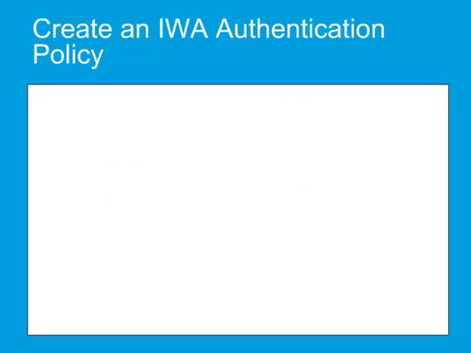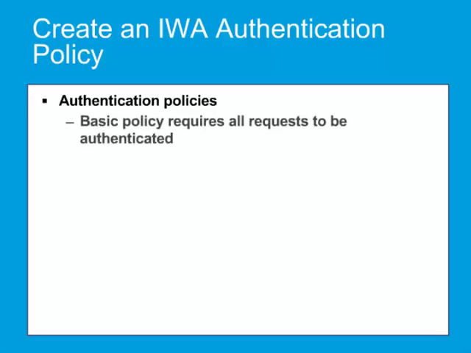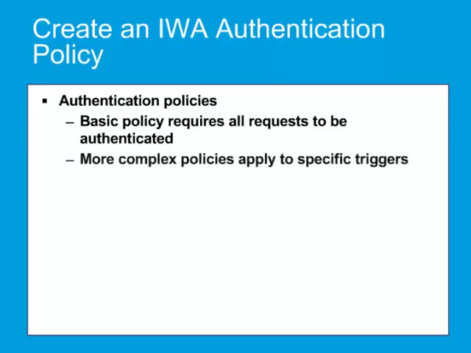Now we're ready to create the policy that enables authentication on the appliance. You can create a basic authentication policy that simply requires all requests to be authenticated and allows or denies access upon successful authentication. Or you can define more complex policies with rules that apply to a specific source address, subnet, port, user agent, or request header.